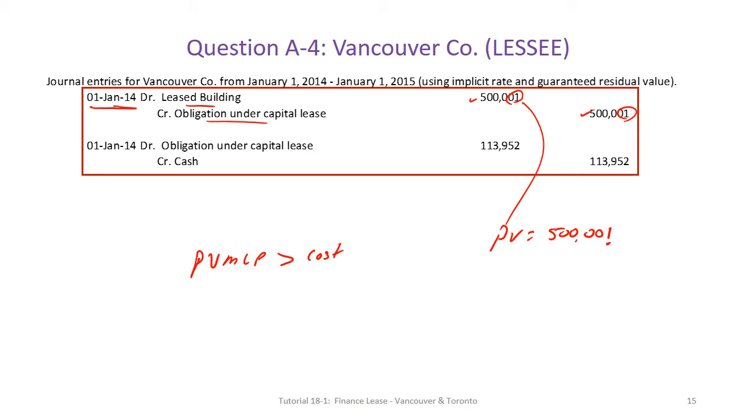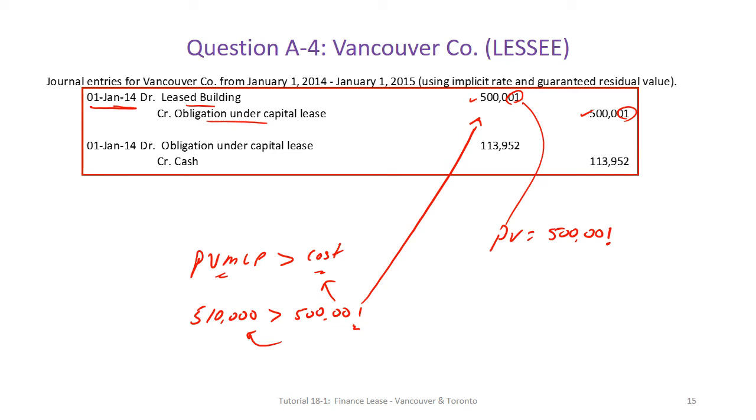And if that's the case, if the PV of the minimum lease payments is greater than the cost, then we have to go with the cost. So for example, if the PV of the lease payments ended up being, let's say, $510,000, that's greater than the 500,001. We must use 500,001. We cannot use an amount higher.